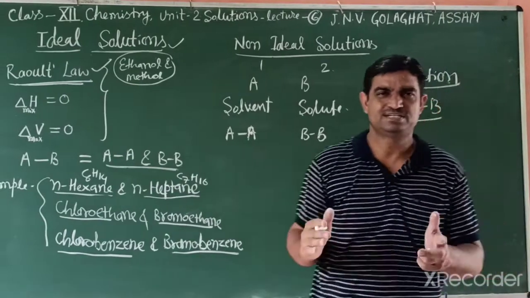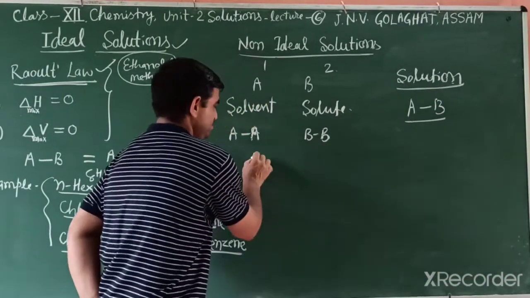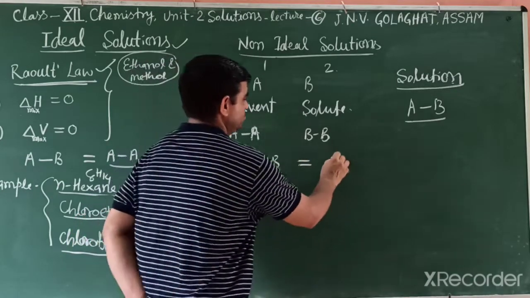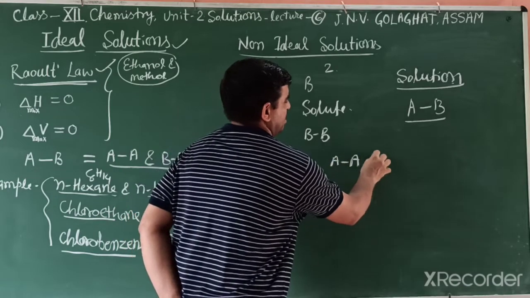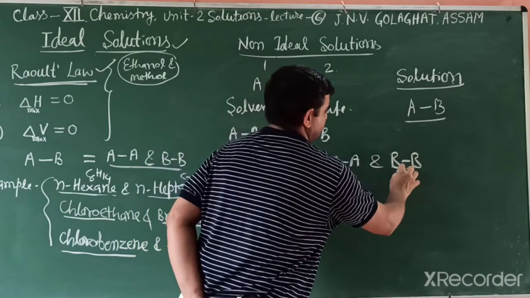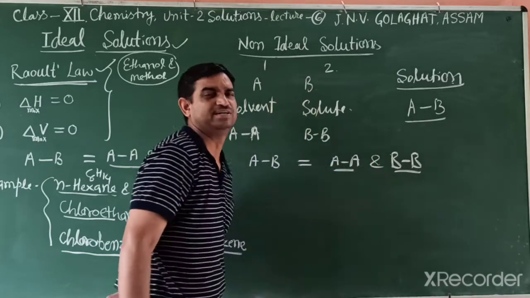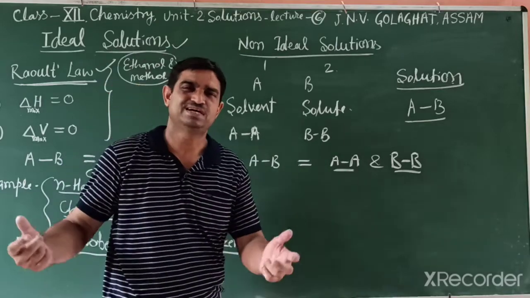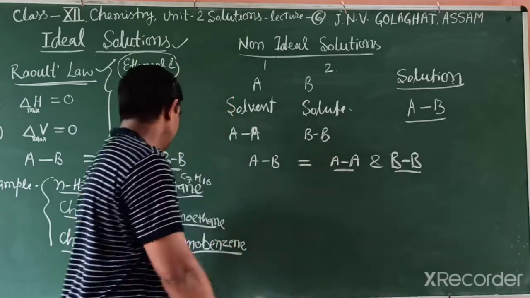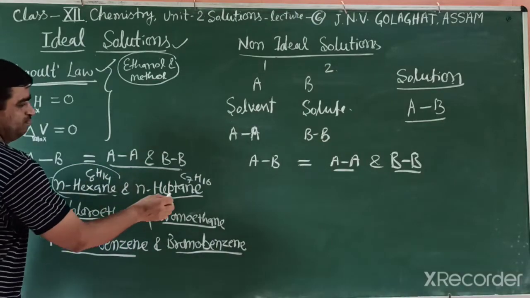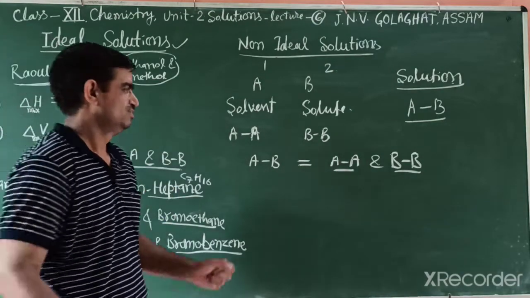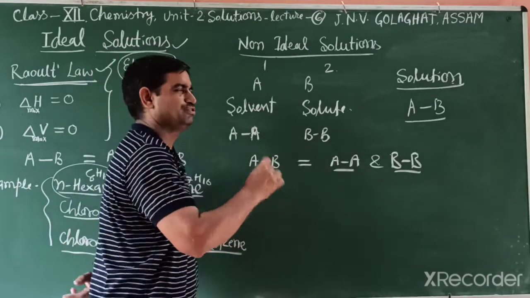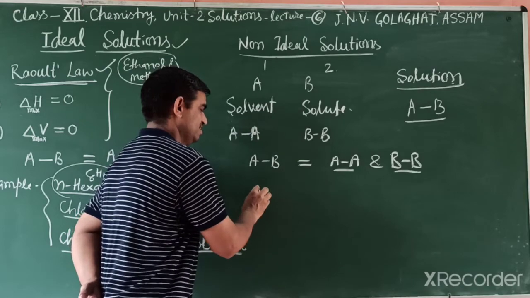If that AB force strength is equal to the AA type and BB type force, meaning the force between solute and solvent particles is equal, that is an ideal solution. It means they have the same nature. If both components are like normal hexane and normal heptane, they have similar nature, so their forces of attraction are equal. If the forces of attraction are weaker or stronger, then they are non-ideal.